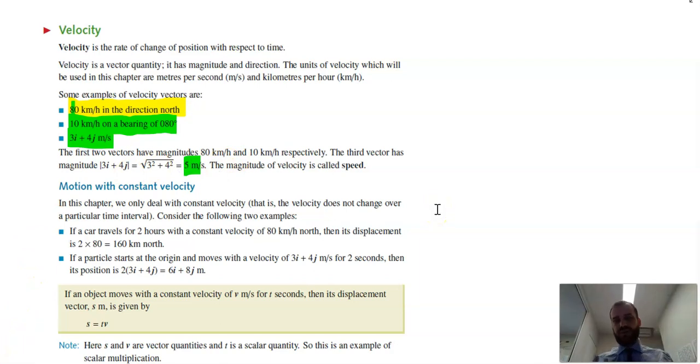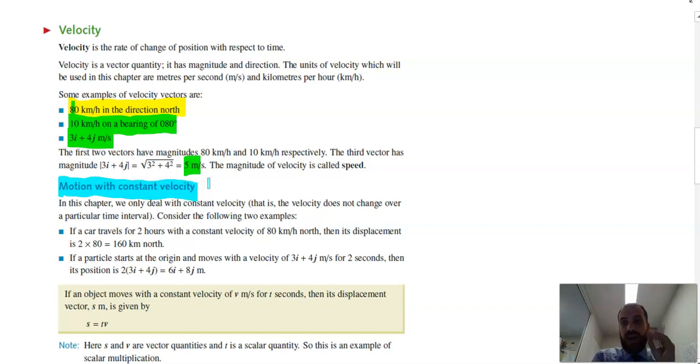Now later on, we'll look at a car that slows down and speeds up and stops, etc. For now, we're only looking at motion with constant velocity. That makes our life a lot easier. So the car is going at 80 kilometers an hour. It does not speed up. It does not slow down.